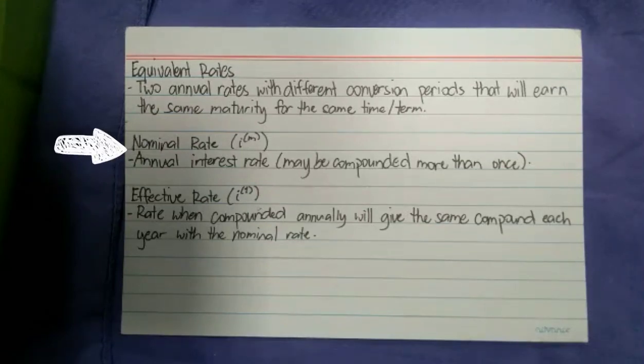And then the nominal rate, which is denoted as i^(m), is the annual interest rate which may be compounded more than once. And then, of course, the effective rate, denoted as i^(1). Rate when compounded annually will give the same compound each year with the nominal rate.